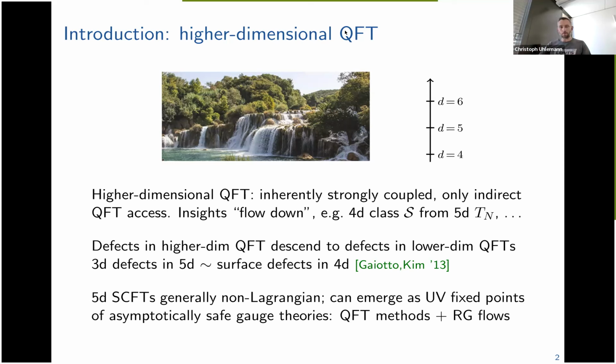What we will have to deal with, though, is that 5-dimensional superconformal field theories, the theories we believe exist, are generally non-Lagrangian. They can emerge as UV fixed points of asymptotically safe gauge theories in the strong coupling regime. And then we have field theory access through standard Lagrangian methods. But that necessarily then brings us to discussing renormalization group flows already in the ambient theory at some level. So that's sort of the reason for talking a lot about RG flows.